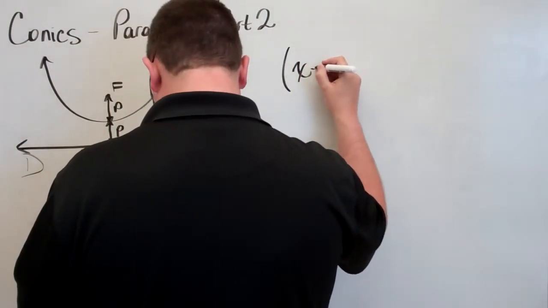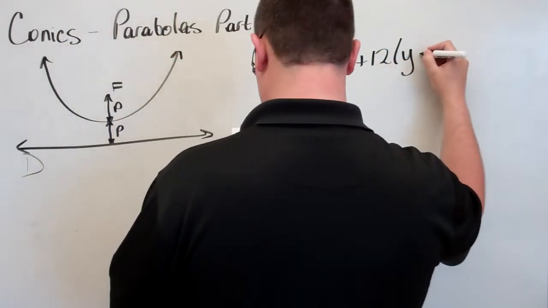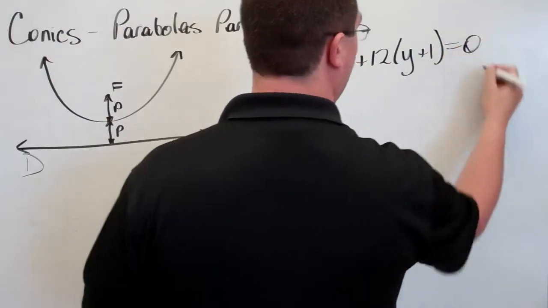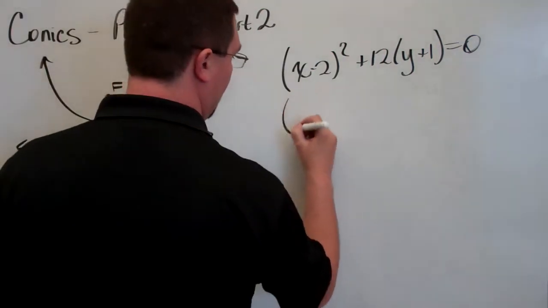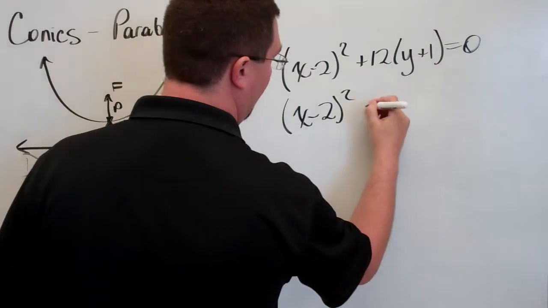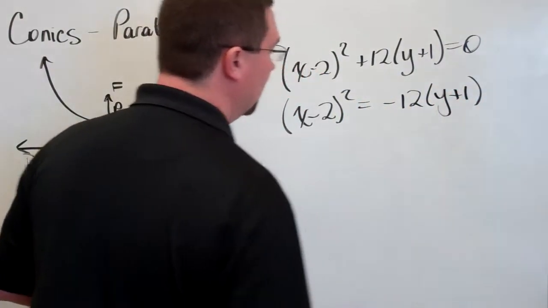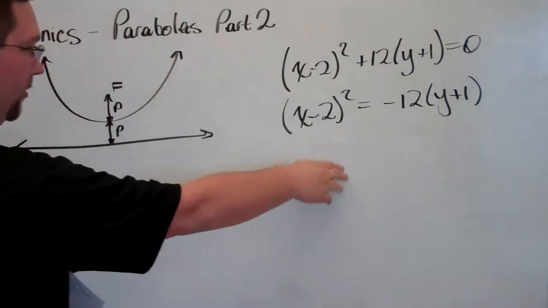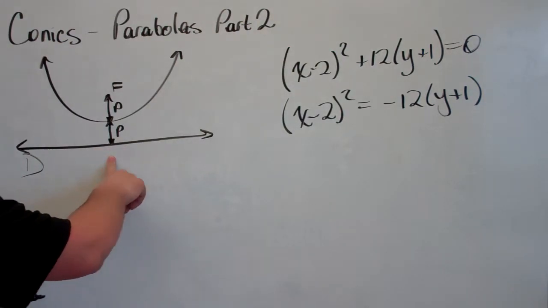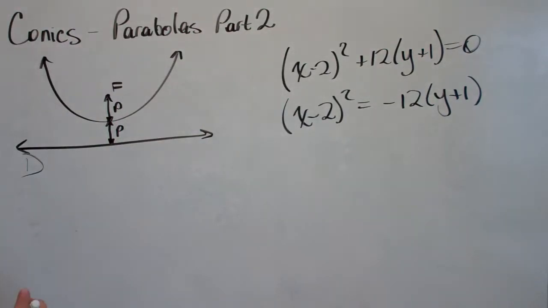Say we had this parabola: (x minus 2) squared plus 12y plus 1 equals 0. First thing you want to do is get the 12y plus 1 to the other side. So (x minus 2) squared equals negative (12y plus 1). Since x is squared, we know the Directrix line runs left-right. Since 4p is negative, that means it opens down.